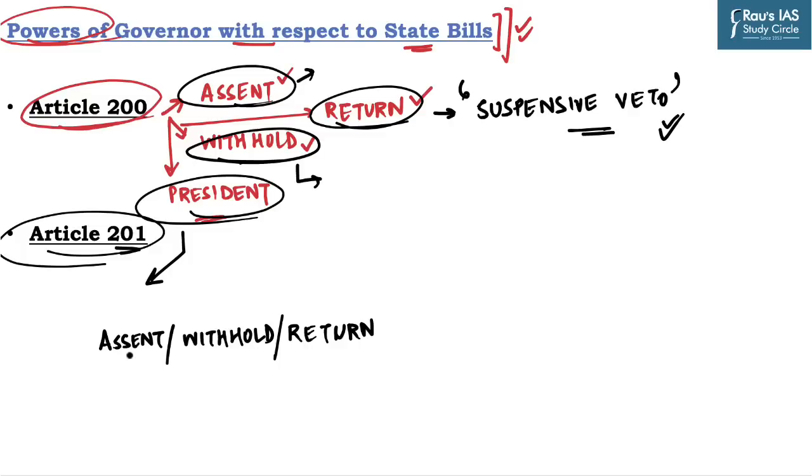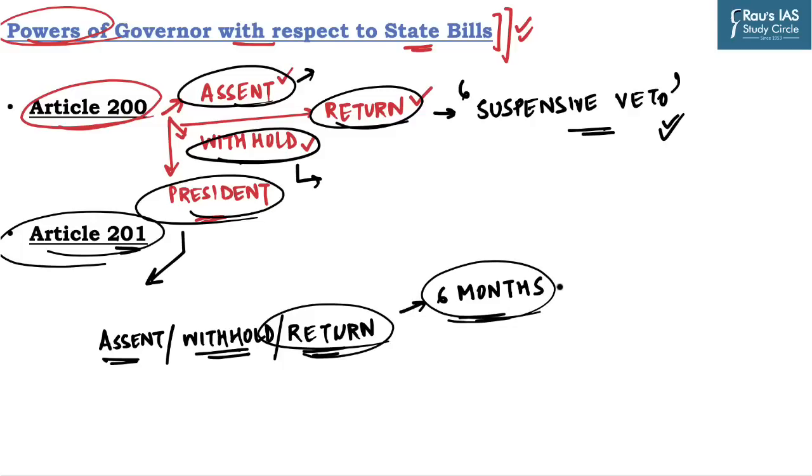When a bill is reserved by governor for the consideration of president, he has 3 options. The first one is he can give assent to the bill and then the bill becomes an act. The second one is he can withhold his assent and the bill becomes dead. And the third one is the return of the bill to the state assembly. When such a bill is returned, the state assembly should reconsider it within a period of 6 months from the date of receipt of such message.